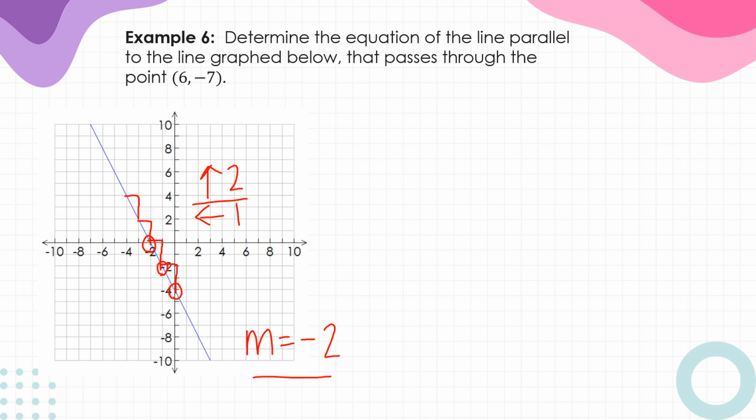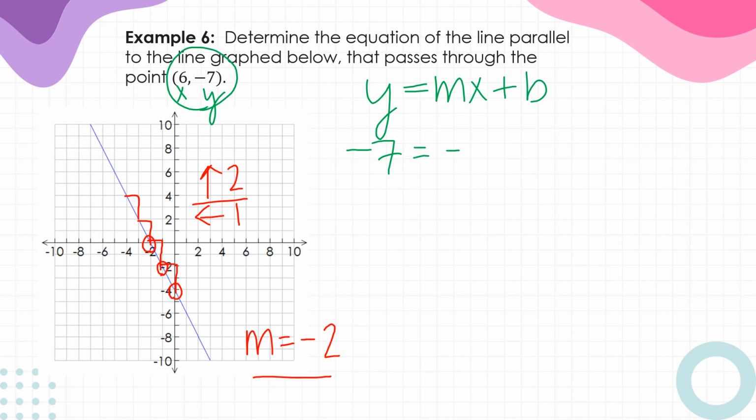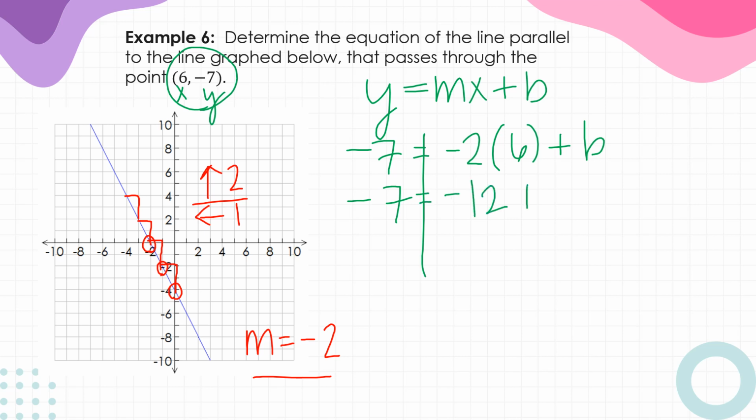So determine the equation of the line parallel to it through (6, -7). Again, this is not my y-intercept, but I can use it algebraically to find the value of b. So I would substitute in: negative 7 equals my slope, which is negative 2, times x, which is 6, plus b. So negative 7 equals negative 12 plus b.